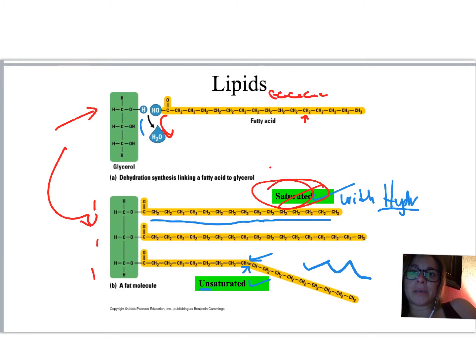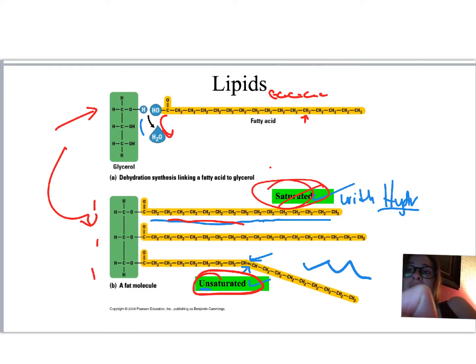Saturated fats tend to be solid at room temperature. It means these chains stack on top of each other. They become things like butter, for example, right? And an unsaturated fat, these are what most people refer to as the good fats, right? So these ones are going to be like liquid, essentially, at room temperature. Stuff like vegetable oil and olive oil. So that's the two main differences.